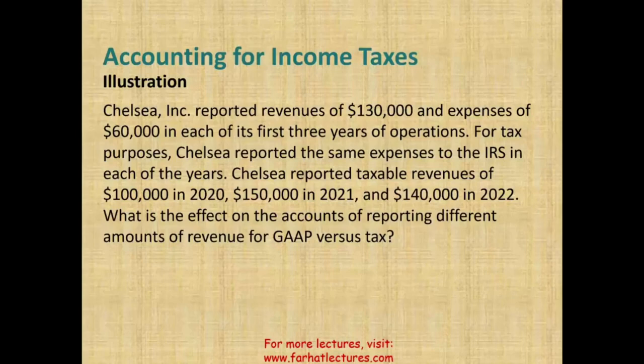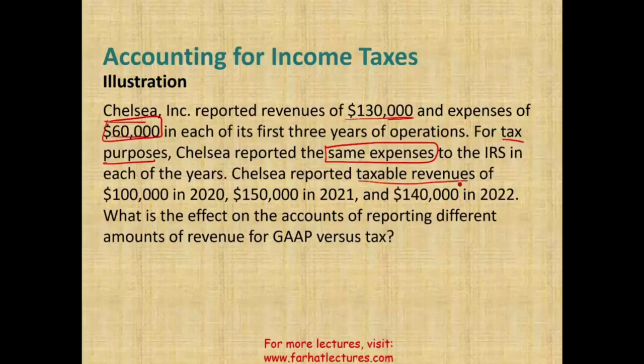So let's start with this example. Chelsea reported revenue of $130,000 and expenses of $60,000 in each of the first 3 years of operation. Notice, for tax purposes, Chelsea reported the same expenses. So as far as tax is concerned, the expenses of $60,000 are the same. So we don't have to worry about the expenses, just keeping the example simple.